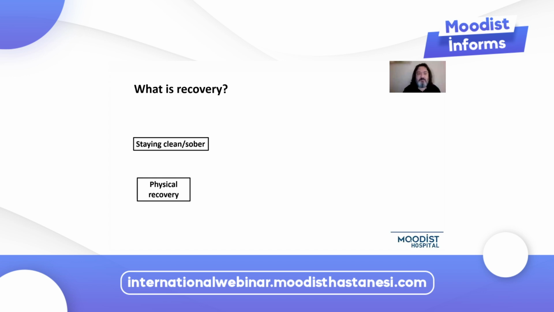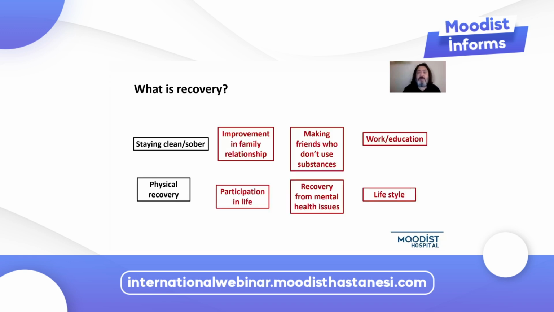So, what is recovery? It's staying clean or sober. It's not just that. It's not just the physical recovery, though. Globally, this is accepted. The staying clean part is actually the beginning, the micro step, because they need to improve their family relationships. They need to participate in life. For example, they may be clean for 10 months, but they haven't gone out for that duration. Then we can't say they are participating in life without the addiction. They need to resolve their mental health issues. They need to change their lifestyle.